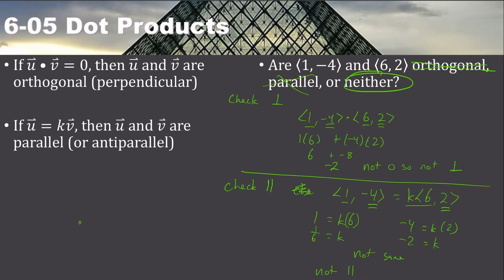If you drew them, we could kind of see that. If we have axes here, 1, negative 4 would be like that, and 6, 2 would be like that. They're almost perpendicular, but not quite, and most definitely not parallel.